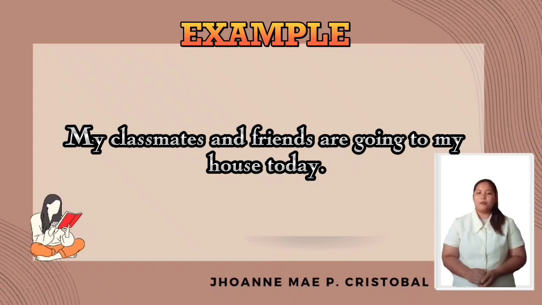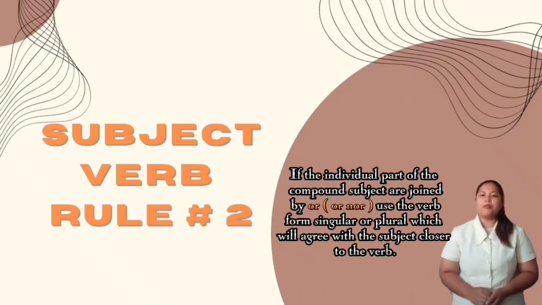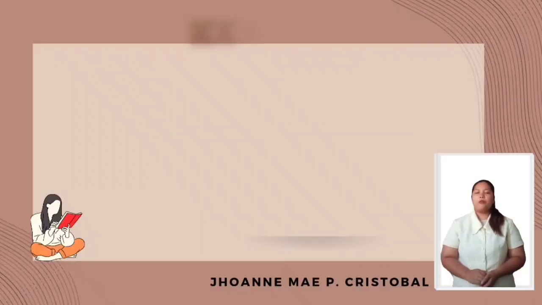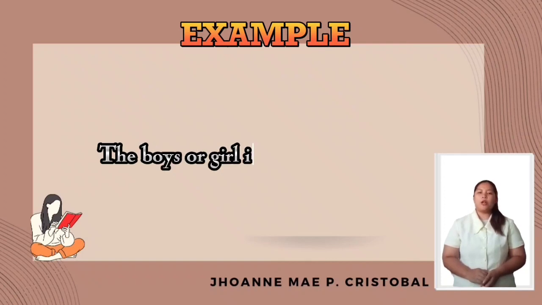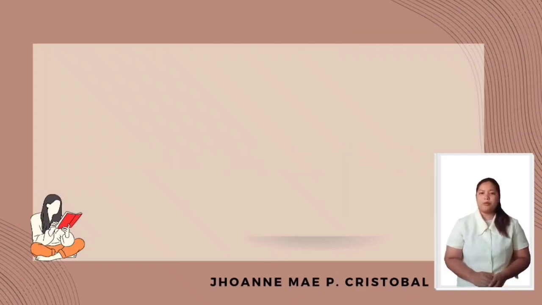"Are" is plural. If the individual parts of the compound subject are joined by "or" or "nor," use the verb form, singular or plural, which will agree with the subject closer to the verb. For example, the boys or girl is going to the party. Girl is singular, is singular. The girl is the closest subject to the verb.